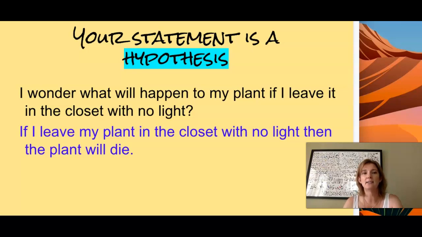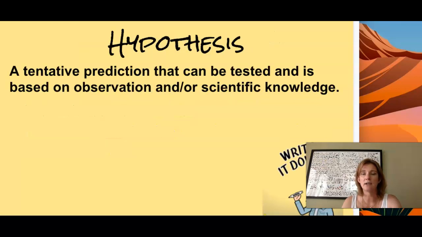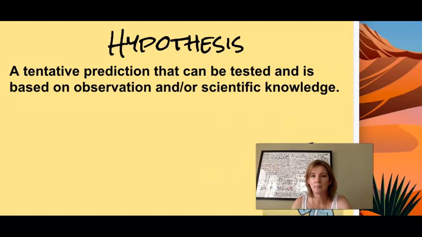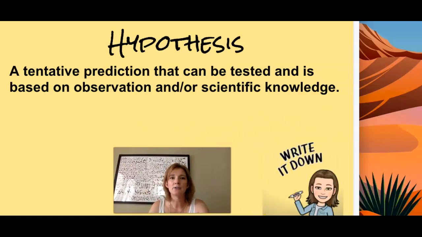And what I've done is I have just come up with a hypothesis. So my statement, my answer, if I leave my plant in the closet with no light, then the plant will die, is the hypothesis. If I do this, then this will happen. So let's take a minute here and write down a definition for hypothesis. One definition is a hypothesis is a tentative prediction that can be tested and is based on observation and or scientific knowledge.